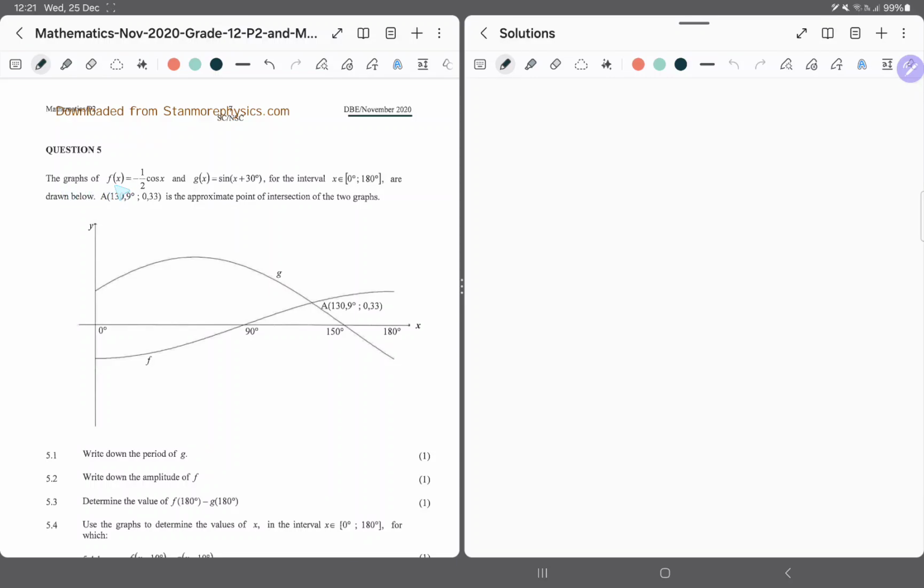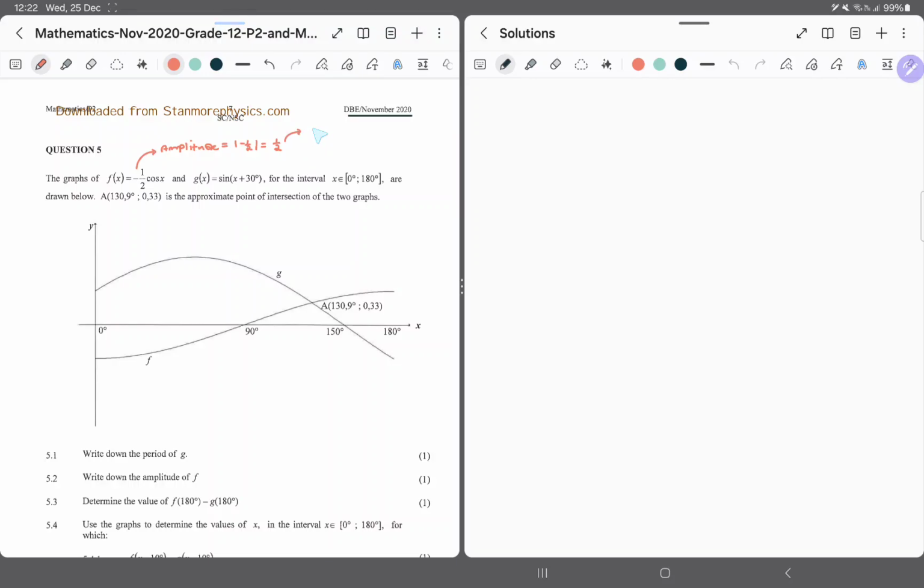Now the graph of f is equal to minus half cos x. So we already know what this minus half represents. The minus half represents our amplitude, right? And this amplitude is always the absolute value of whatever we have as a coefficient. So this is literally a half. Okay, good. And what do we learn from this?